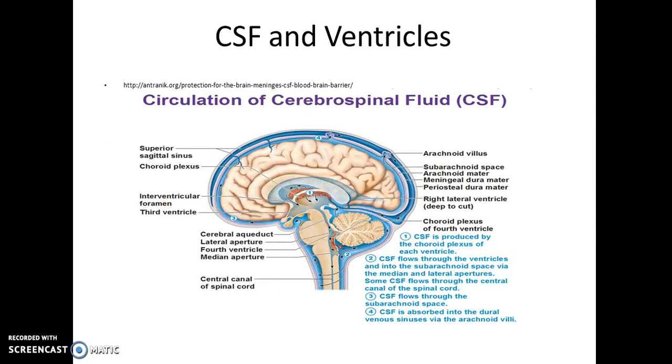So here is the circulation of cerebrospinal fluid. Hit pause if you want to read it. Beautiful.